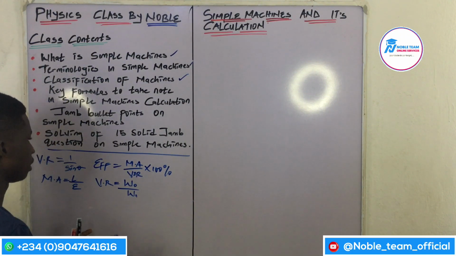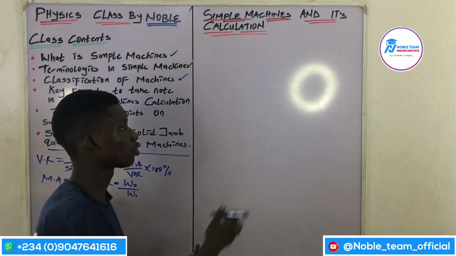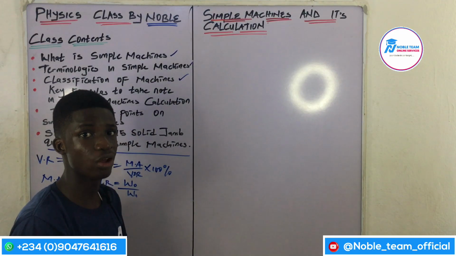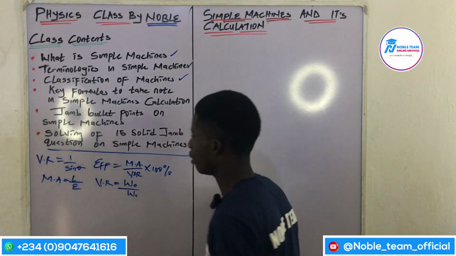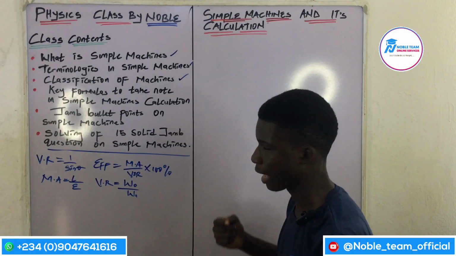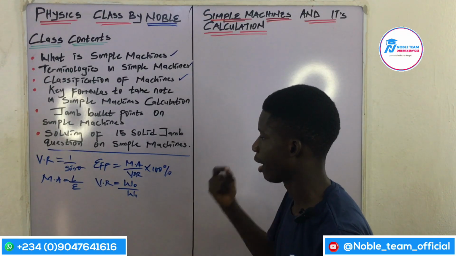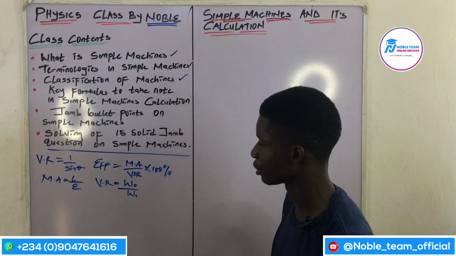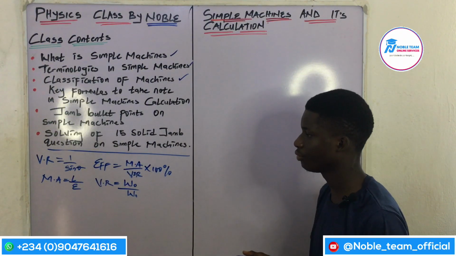Also take note of those classifications that we did. Take note of the formulas under them because they are very, very important. I think I explained the hydraulic press. Take note of that formula because it's very important. You take note of the velocity ratio of the screw jack. It is very, very important.